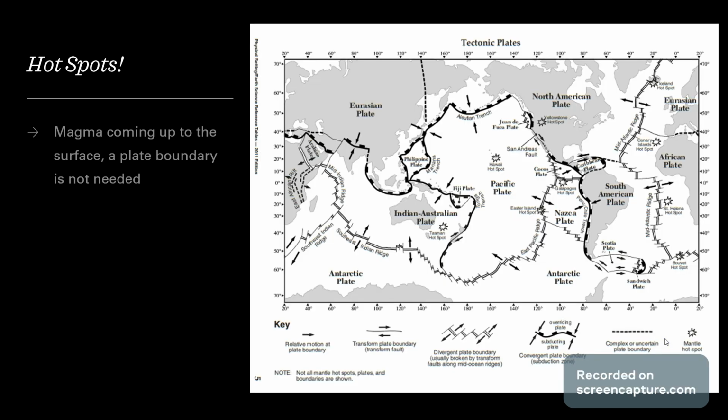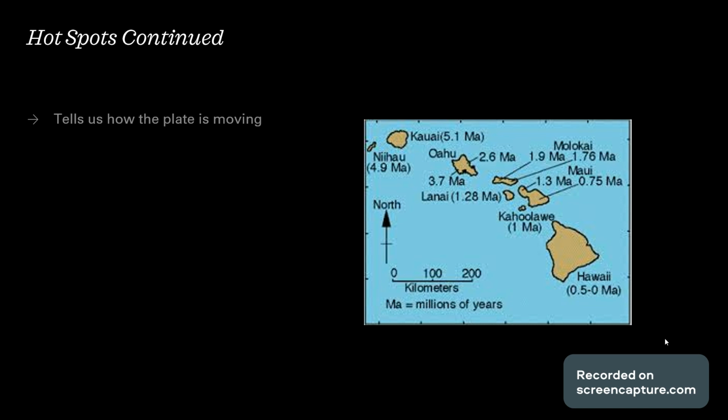What's cool about it is we have a bunch of these around the world, and we have our key down in the bottom. Now, one in particular that is asked about very frequently is the Hawaiian hotspot. Right smack dab in the center of the Pacific plate, there are no boundaries anywhere near the Hawaiian hotspot. So what hotspots can tell us is how the plate is moving.